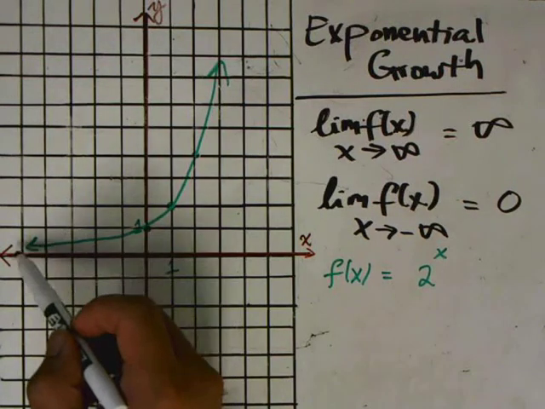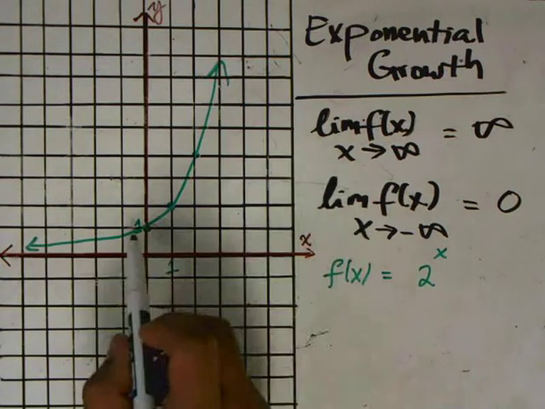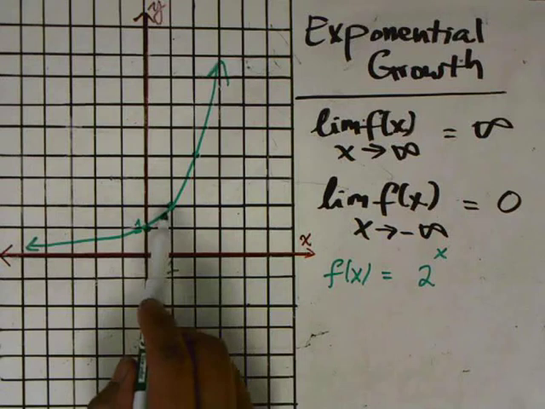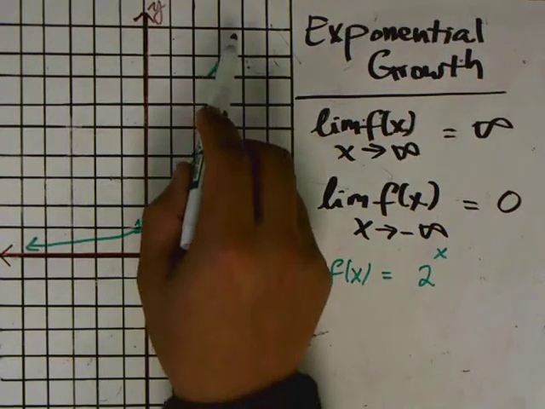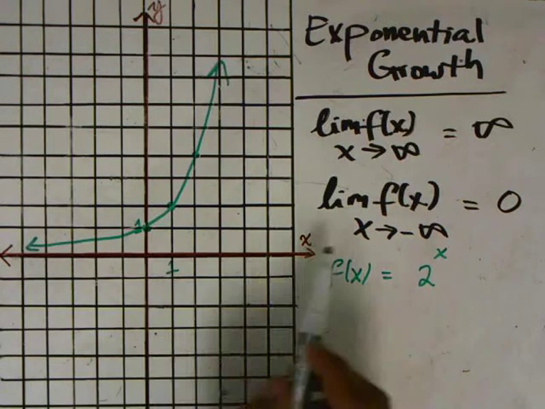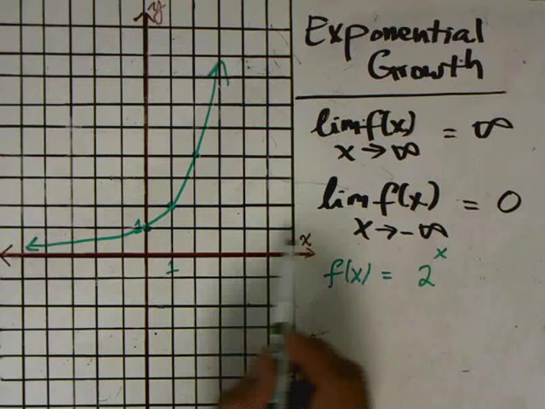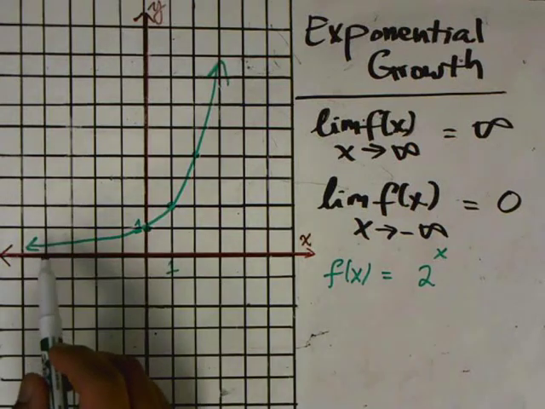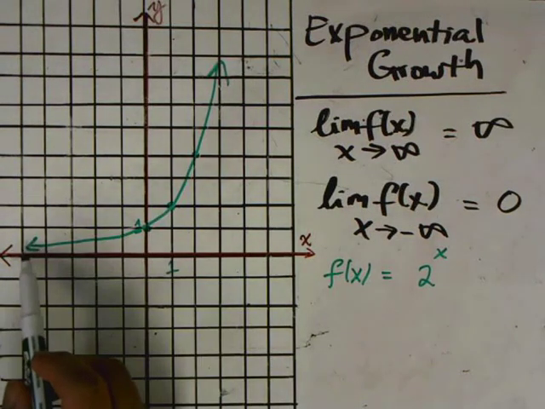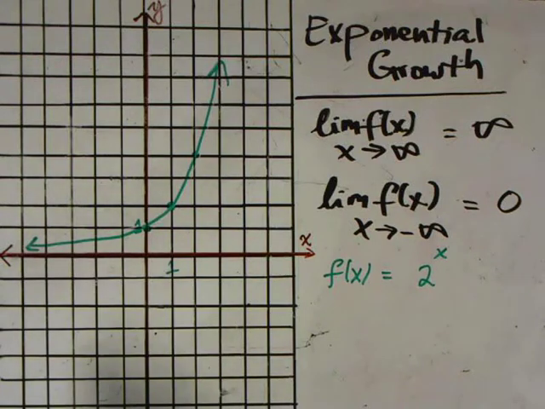So in other words, as x goes towards positive infinity, as we go towards the right here, f of x goes towards positive infinity. As x goes towards negative infinity, in other words to the left, f of x will approach 0, getting closer and closer to the x-axis. So this is an example of exponential growth.